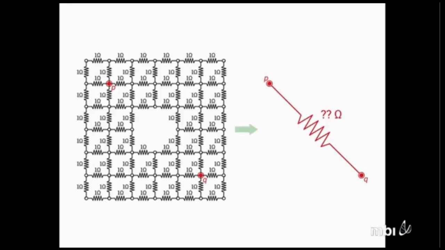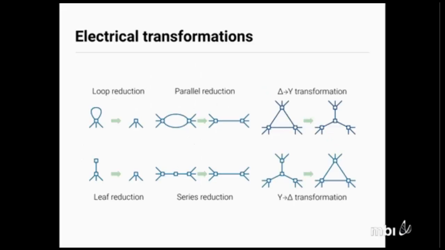When you first run into this as a high school student or an engineering freshman, they give you a set of tools to manipulate this graph to eventually simplify it to a single resistor. And these are simple elementary transformations of the graph.